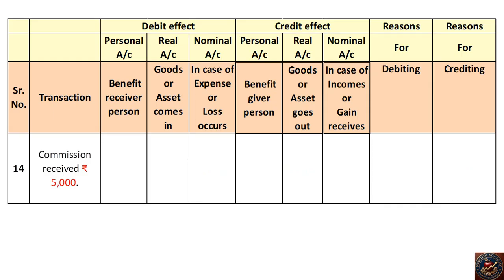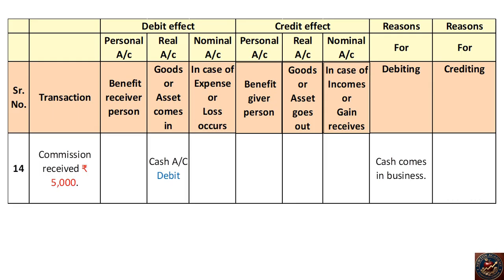Commission received 5,000 rupees. The debit side. Cash is a real asset. When we receive commission in cash, cash comes into our business. According to the real account rule, we debit what comes in. Therefore, we debit cash account. The reason for debiting is simple. Cash comes in business.